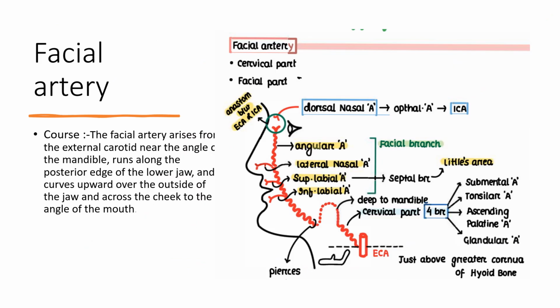Now comes a very important part of this lecture. The facial artery arises from the external carotid near the angle of the mandible, runs along the posterior edge of the lower jaw, and curves over the outside of the jaw and across the cheek to the angle of the mouth.